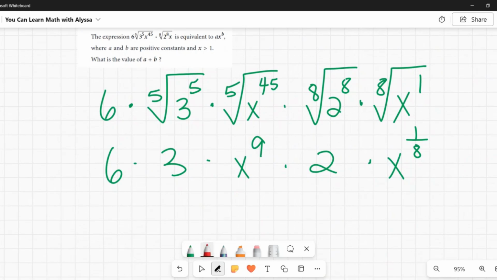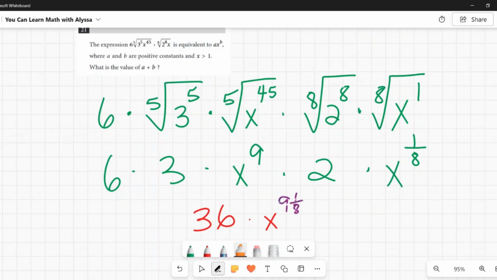I can multiply my plain numbers. 6 times 3 is 18. 18 times 2 is 36. And these have the same base, so I can add those exponents. 9 plus 1/8 is x to the power of 9 1/8. Or we can say that is the same as 73/8. Okay, I'm changing that. I'll tell you why in a second. Actually, let's just leave it as it was before, 9 1/8. We'll change it in a second.